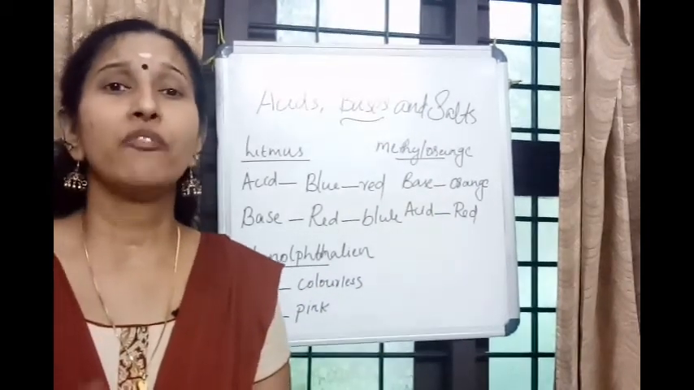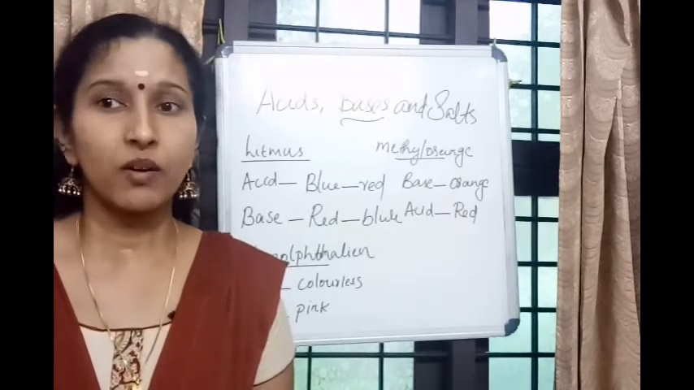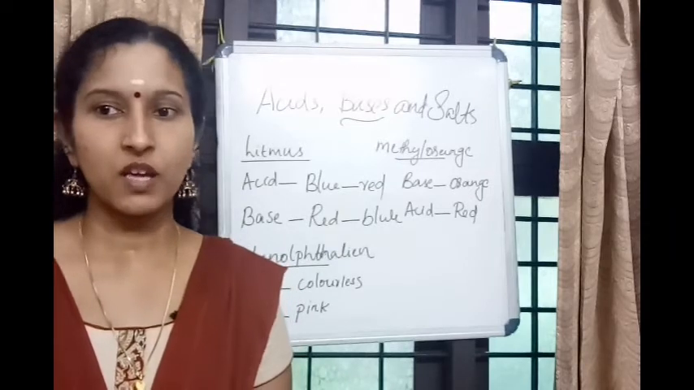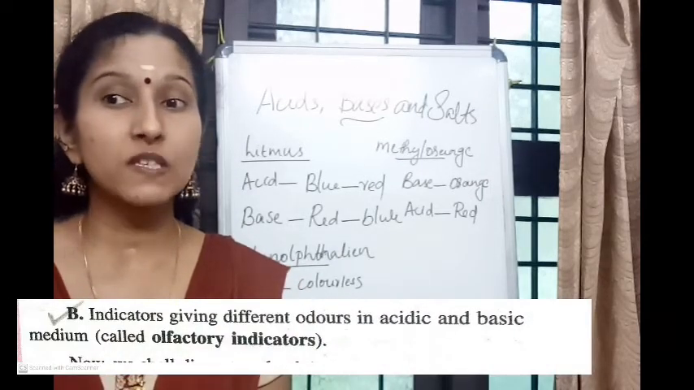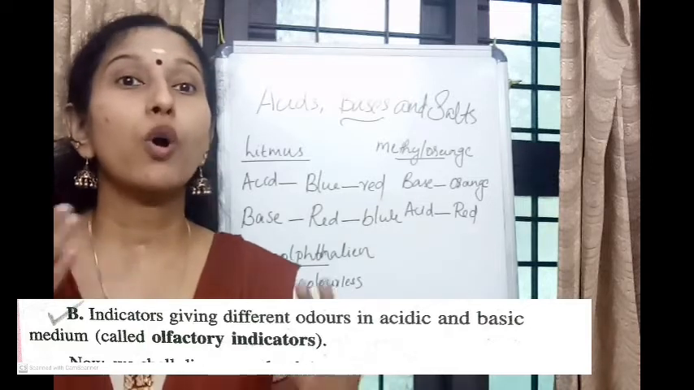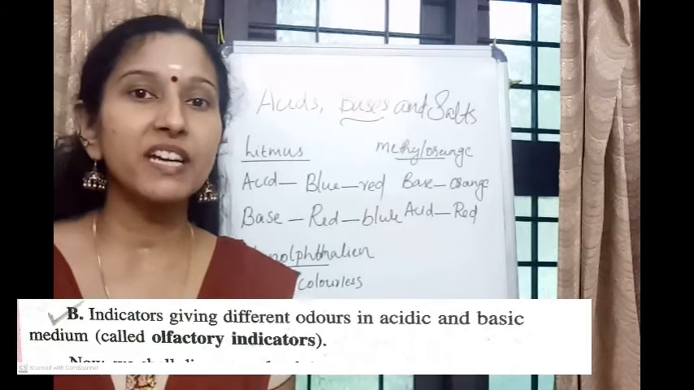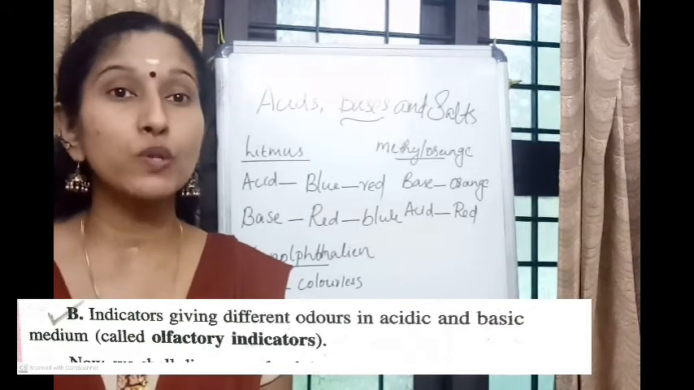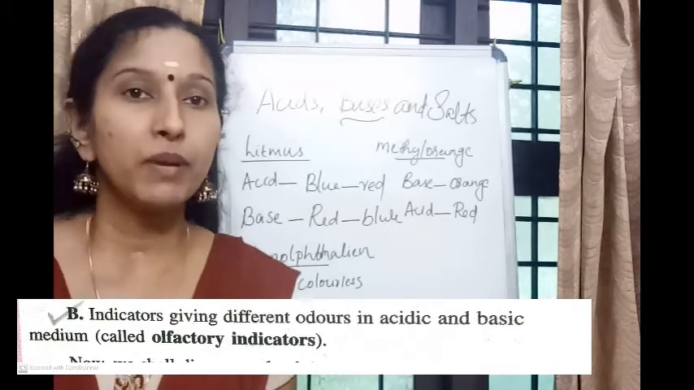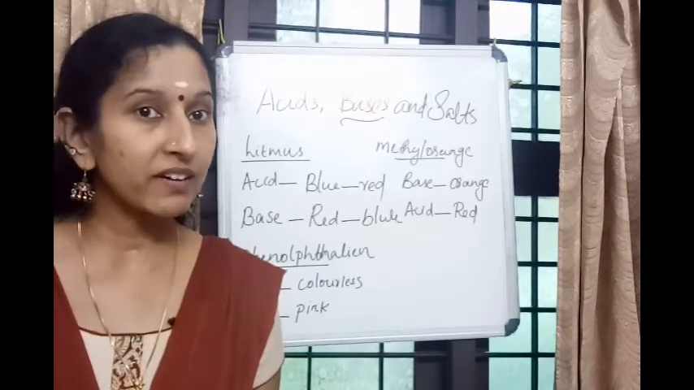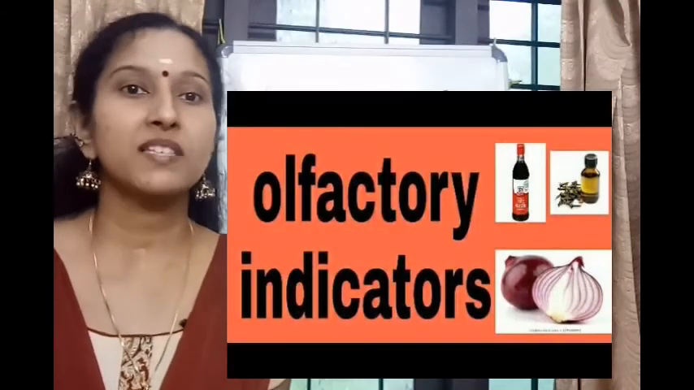As well, we have one more type of indicator, olfactory indicators. Olfactory indicators are the indicators which show different smell or odor in acidic or basic medium. Examples of olfactory indicators are vanilla, clove, onion, etc.